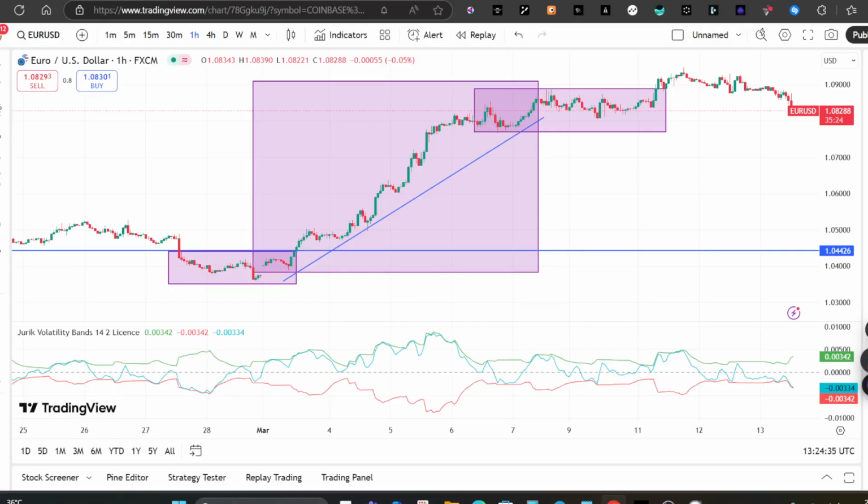Now, before we wrap up, here are a few final tips for making the most out of the Jurik volatility bands. Look for confluence, okay? Do not rely solely on the bands. Combine them with price action, support and resistance levels, or even moving averages to create more reliable setups.